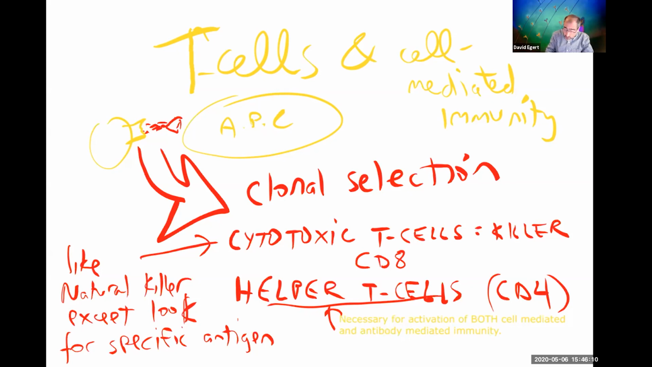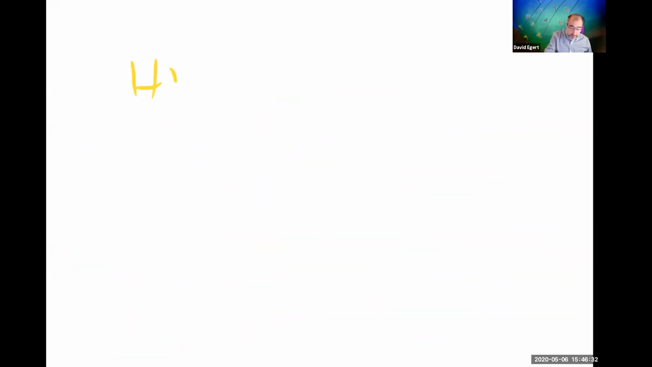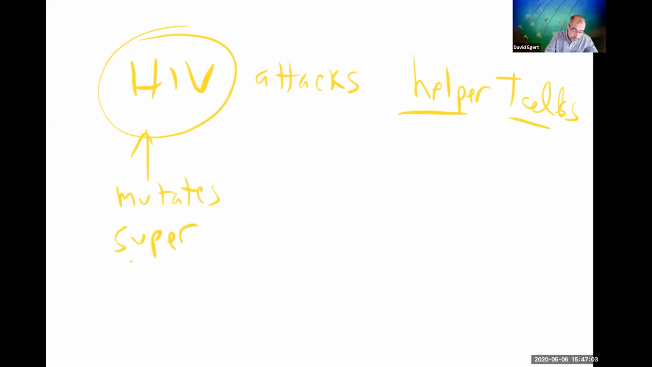Part of why it's important to know that helper T cells are necessary for both sides of the immune system is that these are the cells that get attacked by another nasty virus, HIV, the human immunodeficiency virus. There are two parts that make it particularly nasty. It attacks helper T cells, which are critical for the activation of your immune system. And it's a retrovirus, an RNA virus. It mutates super fast.